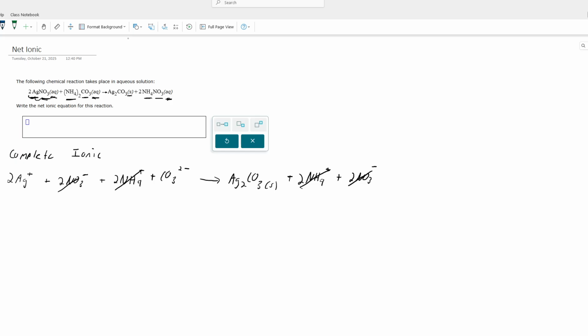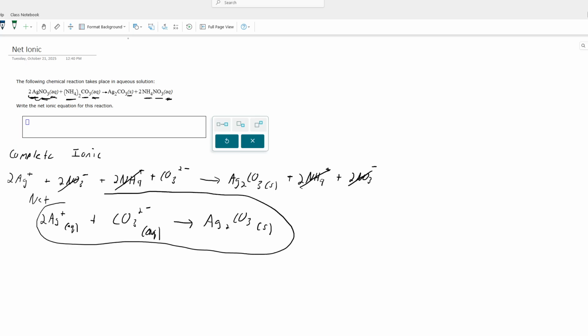So now I write the net ionic equation, which gives me 2Ag plus, it is aqueous, plus CO3 2 minus, which is aqueous, and that's going to yield Ag2CO3, which is a solid. This is the net ionic equation. This is the chemistry that's actually going on. Those other ions that are in there are just watching. They're not doing anything. They're spectators.